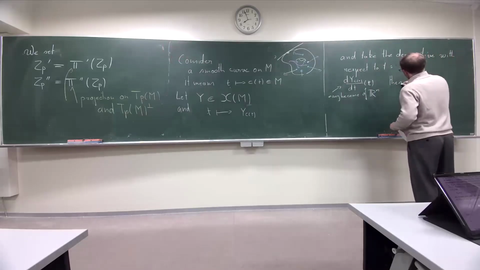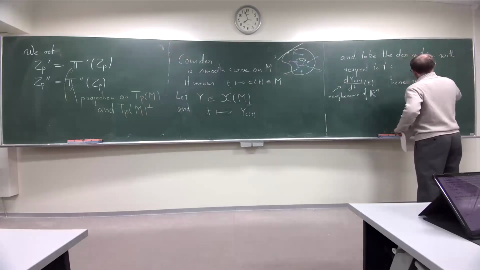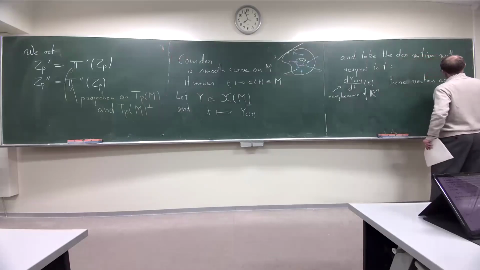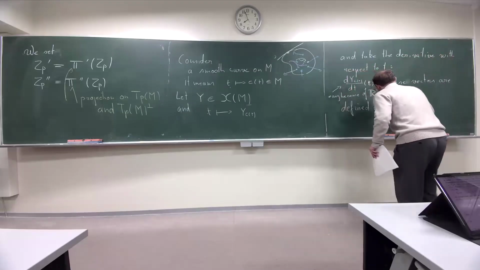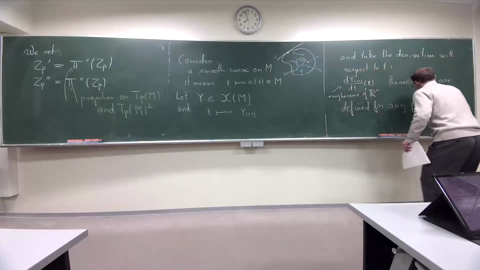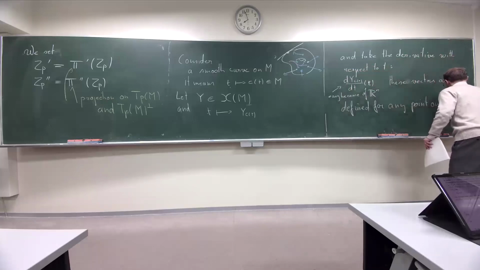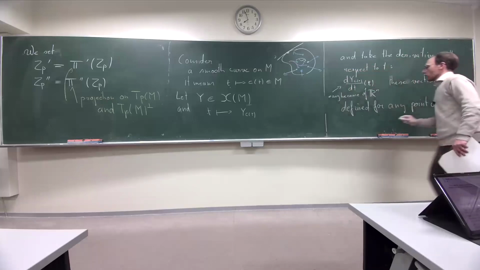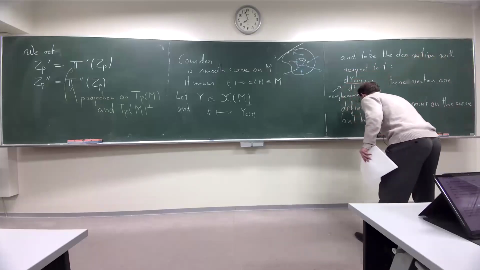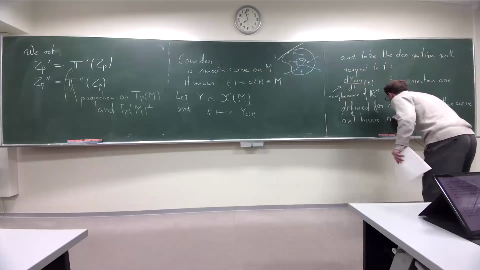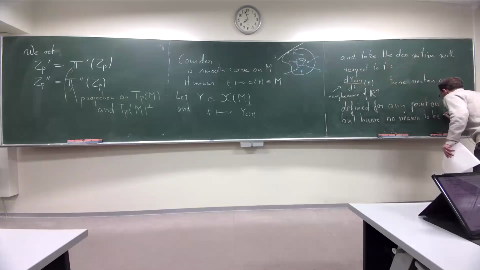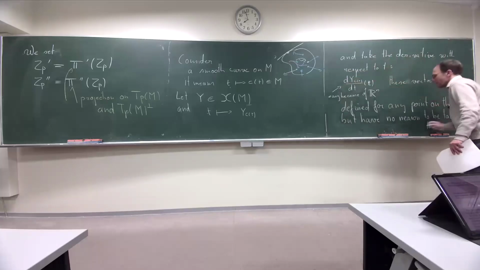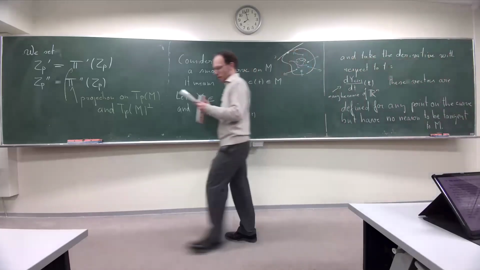So these vectors are defined for any point on the curve, but they have no reason to be tangent to M. You can draw this easily. They have no reason to be tangent to M.